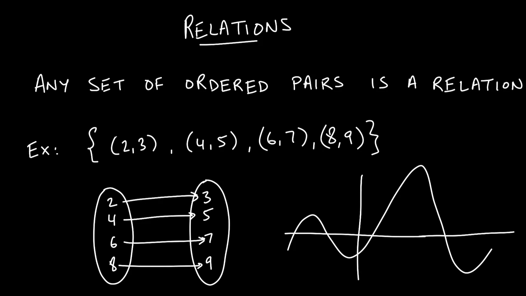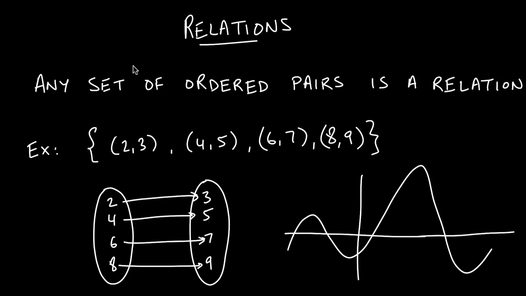The very first topic that we have to talk about is relations. This is going to be somewhat of a vague definition for now, and as we progress through the course, we'll start adding more and more dimensions to it. For now, it's really quite simple. Any set of ordered pairs is a relation.